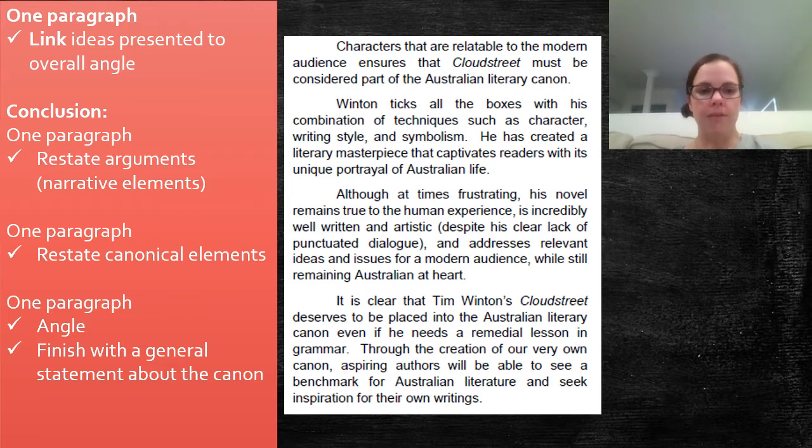So I've got a paragraph that restates the arguments, which is the narrative elements, a paragraph that restates the canonical elements, and then a last paragraph that links back to the angle and a general statement about the canon. So characters that are relatable to the modern audience ensures that Cloudstreet must be considered part of the Australian literary canon. A really simple sentence, a link using the narrative element from the last section, and our angle. Then moving into the conclusion.